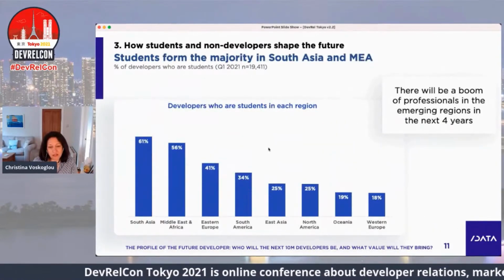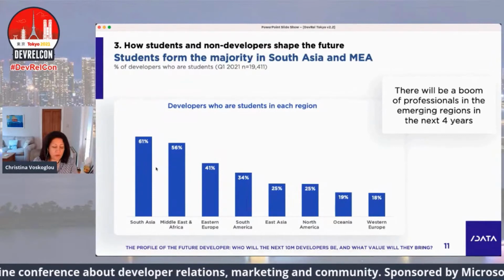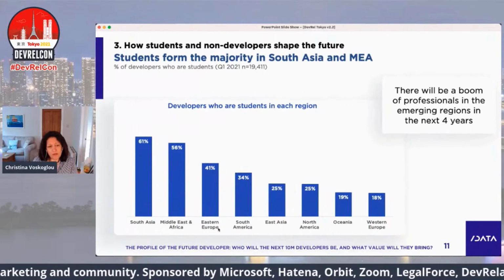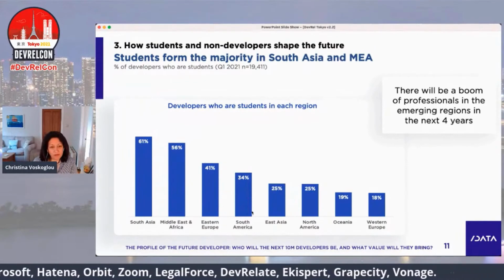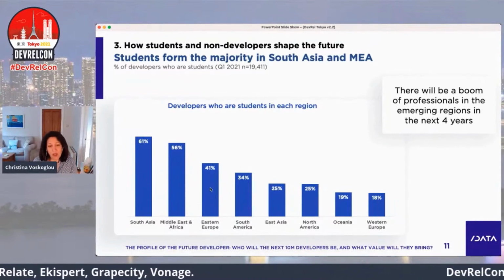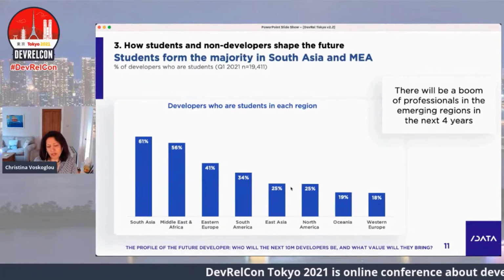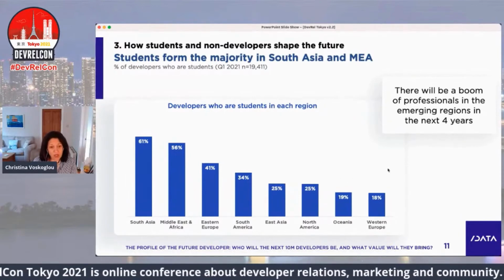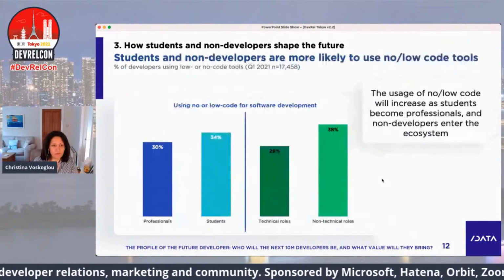In fact, in some regions, it's far more than 1 in 3. In South Asia and Middle East and Africa, students form the majority of the communities. And it's no coincidence that you see all the, let's say, emerging areas here at the top. So South Asia, Middle East and Africa, Eastern Europe, and South America, even marginally, they have quite big student populations. Obviously, there young people saw the opportunity and jumped in. And what that implies for the future development system is that we will see lots of professionals in those regions in the next 4 years. And again, this is something to keep in mind.